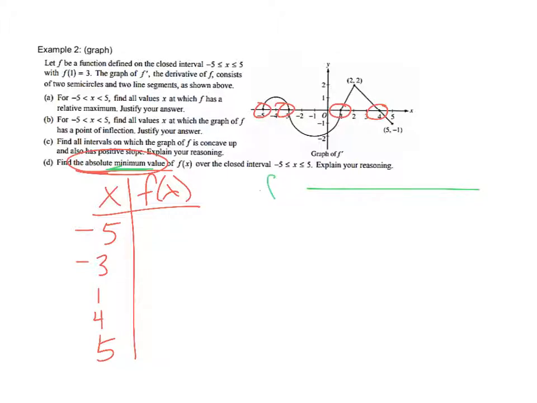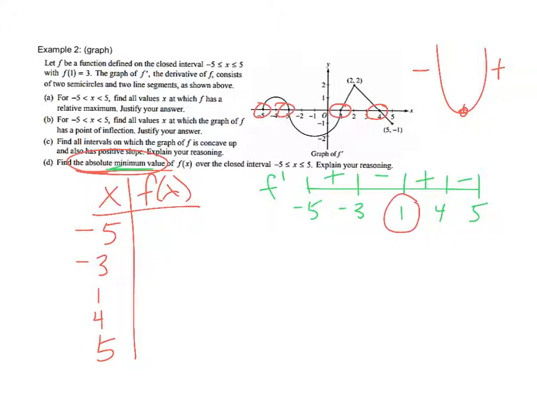So if I put my f prime graph back on here, I had -5, -3, 1, 4 to 5. So remember, it was positive, negative, positive between 1 and 4, and then negative. So where are my minimums? My minimums are from when it went from decreasing to increasing. So that was at 1. And that's it. So I'm not going to use -3, and I'm not going to use 4. I'm only going to look at -5, 1, and 5.